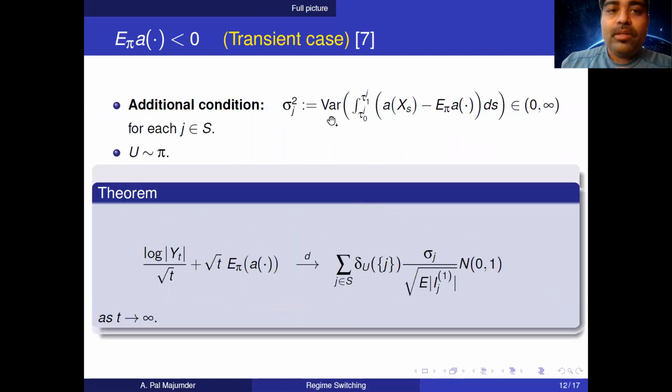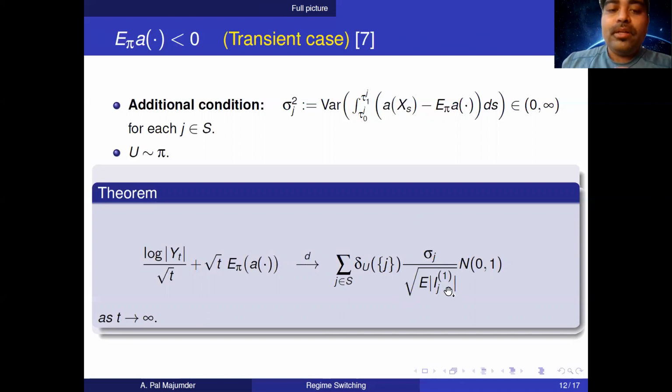Now if we look at the transient case, and given that sigma j squared is finite, which is like this, you have a result like this. We knew that it has exponential divergence, but the scaled limit has a fluctuation where it converges to a mixture of normals, where with probability pi j it has variance sigma j squared divided by the expected interval length, which is tau 1 minus tau 0.